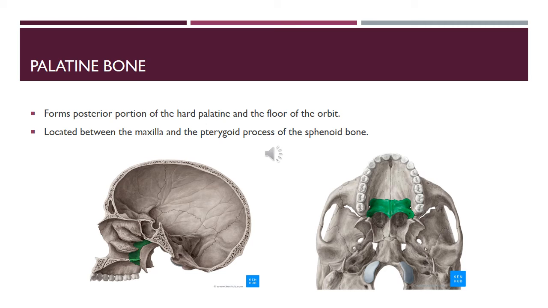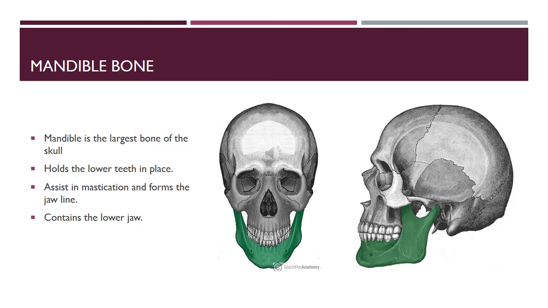The palatine bone is a paired bone located between the maxillae and the pterygoid process of the sphenoid bone. It participates in building the three cavities within the skull, that is the oral cavity, the nasal cavity, and the orbits.